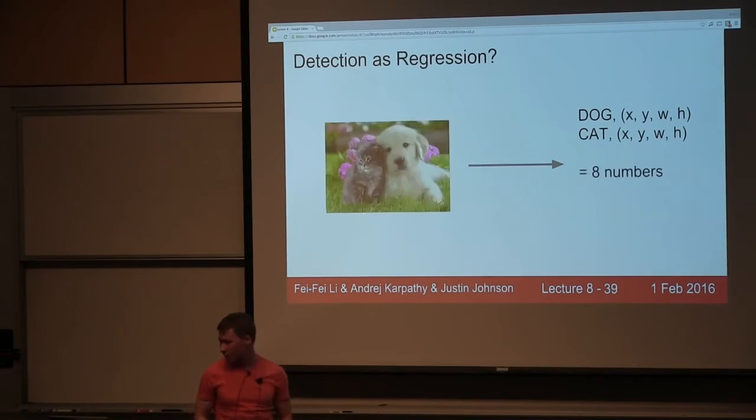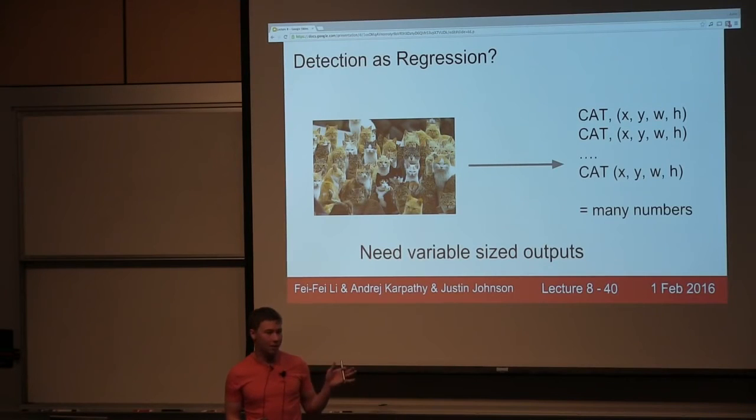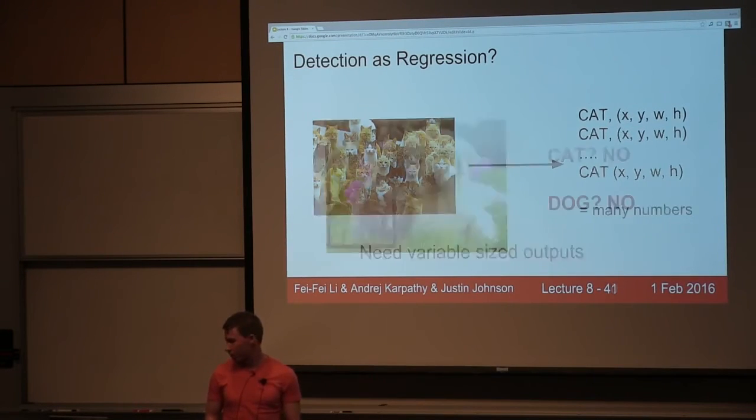Image in, numbers out. But if we look at another image, this one only has 2 things coming out, so it has 8 numbers. If we look at this one, there's a whole bunch of cats, so we need a bunch of numbers. It's kind of hard to treat detection as straight up regression because we have this problem of variable sized outputs. So we're going to have to do something fancier. Although actually there is a method we'll talk about later that does treat it as regression, but we'll get to that later. In general, you don't want to treat this as regression because you have variable sized outputs.